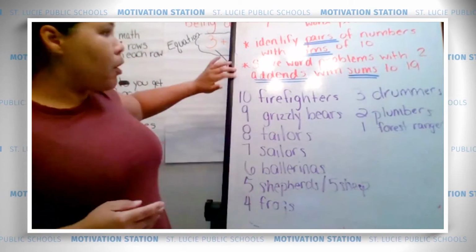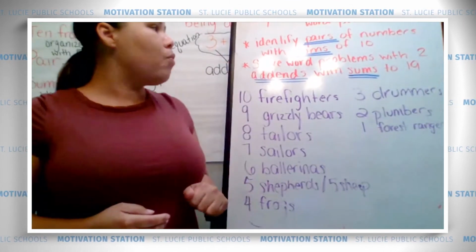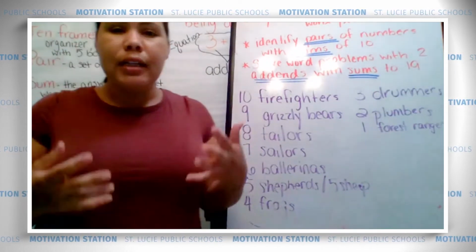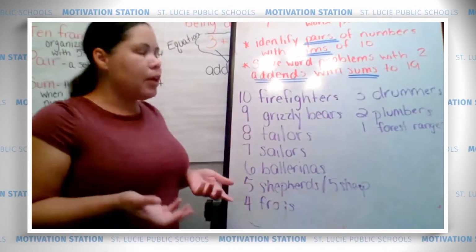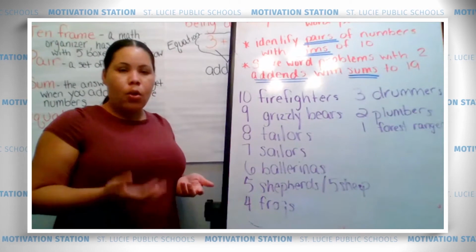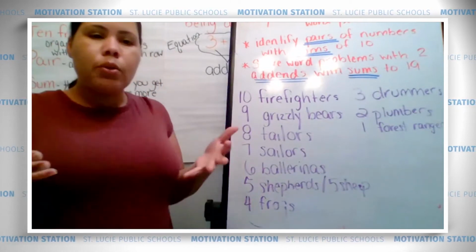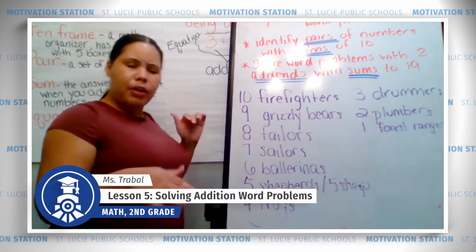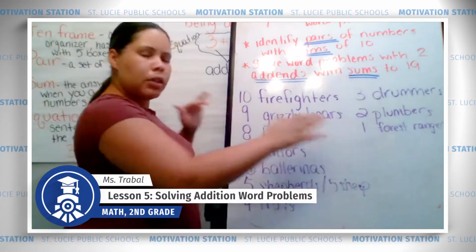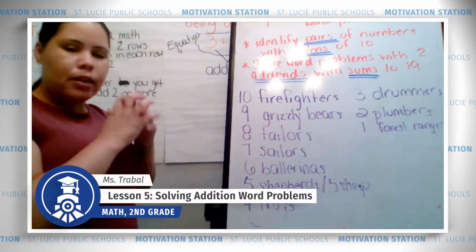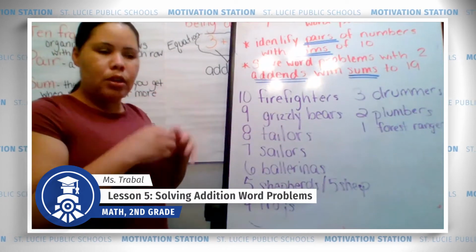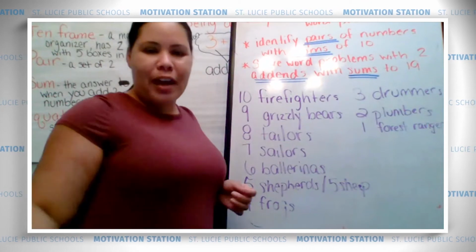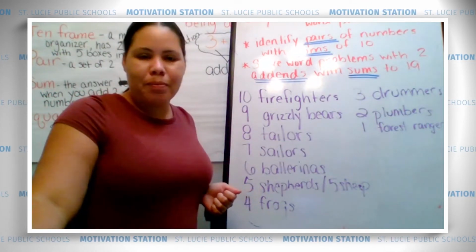Now, the second part of our goal today was to solve word problems with 2 add-ins with sums up to 19. When we're thinking about a sum of 19, we need that spillover onto our second ten frame. I think when we had our pairs from our book, we only stopped at 10. We need to think of larger numbers that have sums of 19, which is going to be our next part of our video.